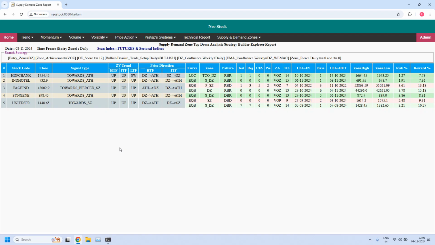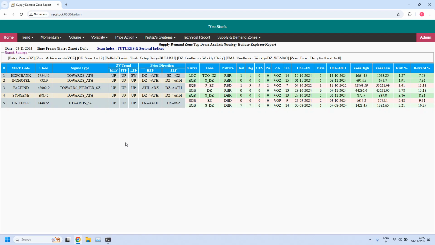Okay, this is about the bullish trade setup for monthly income trade, entry time frame daily demand zone, and the daily zones have weekly zone confluence, and also the weekly zones have weekly EMA confluence. So these are more high probability setup stocks.